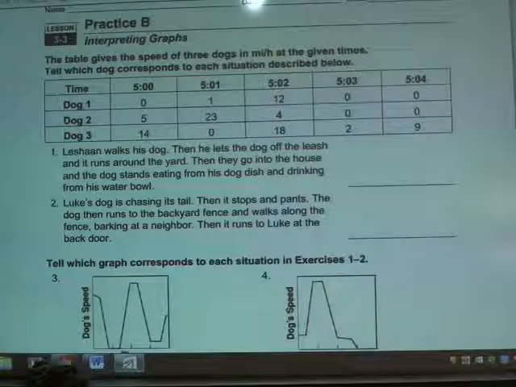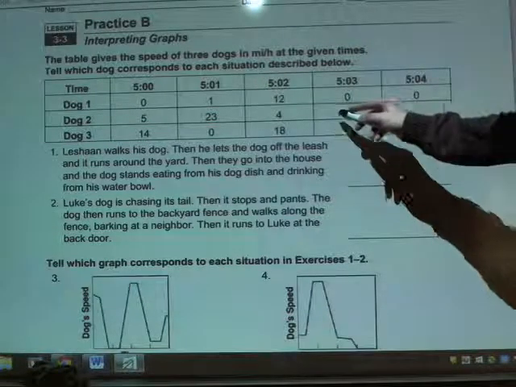He's walking the dog, so the dog is moving at the beginning. And then all of a sudden he lets the dog off the leash and it runs around the yard. So it's moving, but it's going to be moving a lot faster. And then they go into the house and the dog stands eating from his dog dish and drinking from his water bowl. Well, since he's standing still there at the bowl, he's not moving. So all of a sudden, that speed is going to drop off to 0 at the end because he's not moving. So when we look at the 3 situations there, the one that seems to match up best is number 2.